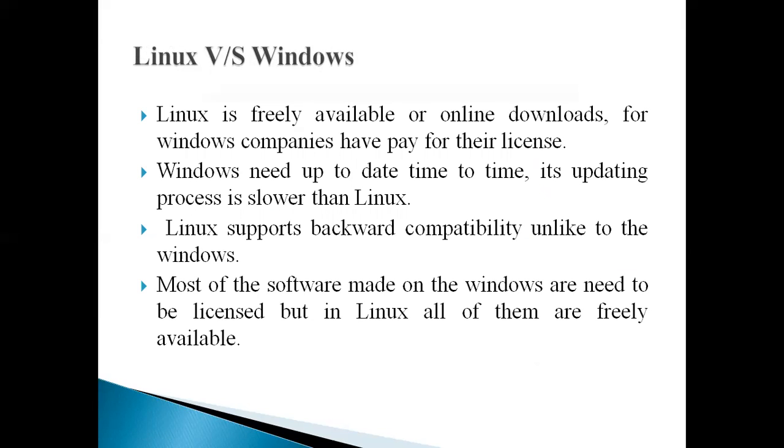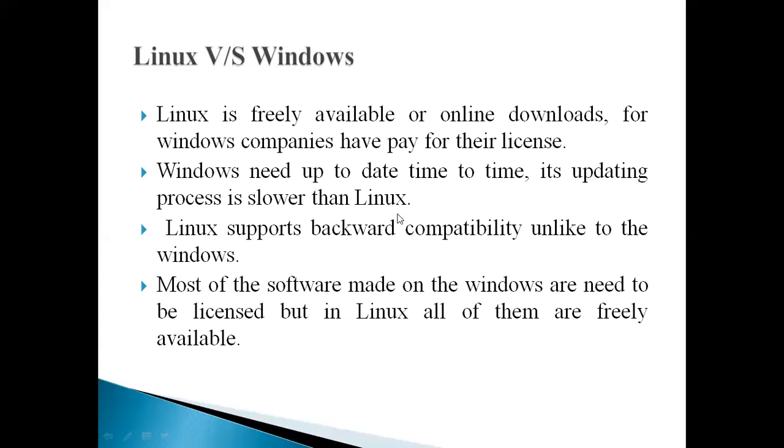Linux versus Windows. Linux is freely available for online download, while for Windows, companies have to pay for a license. Windows needs to be updated from time to time, and its updating process is slower than Linux. Linux is an open source operating system, so the user can change the source code as per the requirement, whereas Windows OS is a commercial operating system, so the user does not have access to change the source code. And Linux supports backward compatibility, unlike Windows.